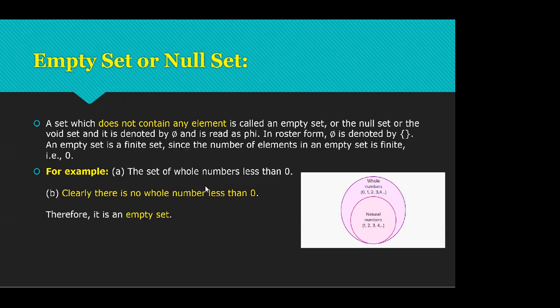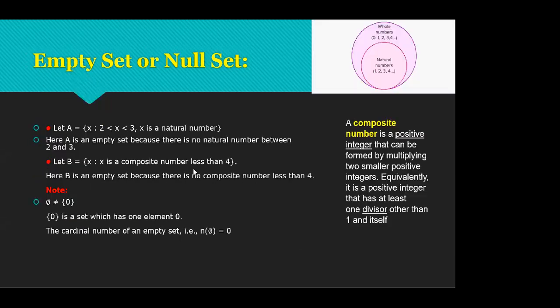Yes, sir. So another example: clearly there is no whole number less than 0. Therefore, it is an empty set. Another example is this: let set A be the set of x, wherein x is greater than 2 and x is less than 3, and x is a natural number.